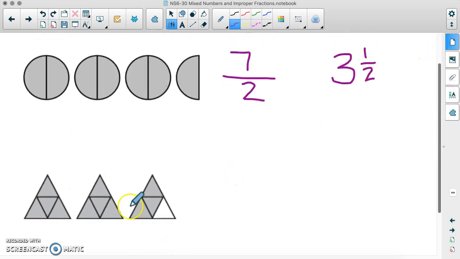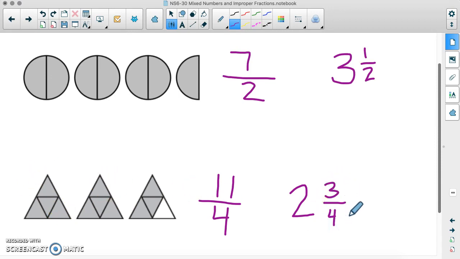We can do the same for the triangles. We have 1, 2, 3, 4 triangles in each bigger triangle, so we know our denominator is always going to be 4. Then we have 4, 8, 9, 10, 11 shaded for the improper fraction. For the mixed number, we have two wholes, and then we have 3/4 shaded in of the second one. So we can easily get both the improper and the mixed fraction when we're given a picture.